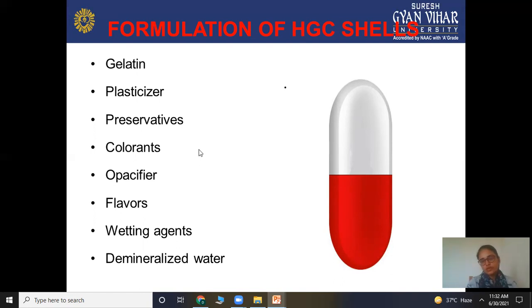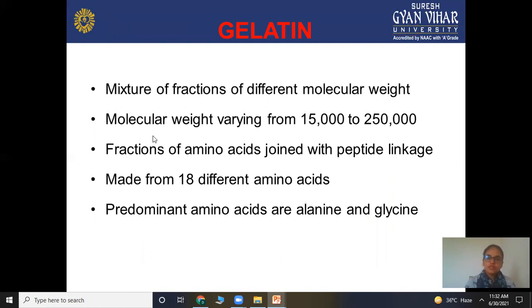You use all the excipients or maybe some excipients in combination. So the selection of excipient is dependent on the type of formulation. Now we discuss these one by one. First is gelatin. Gelatin is a mixture of fractions of different molecular weights, meaning gelatin is available in different molecular weights, and the molecular weight varies from 15,000 to 250,000. The selection of gelatin depends on the formulation, and gelatin is available in different molecular weight sizes.